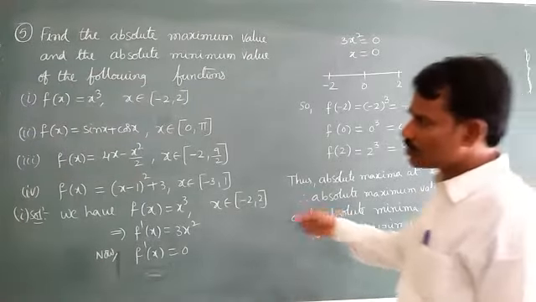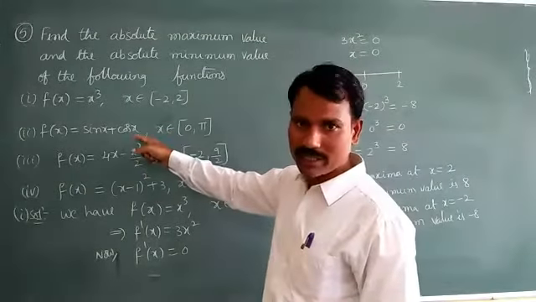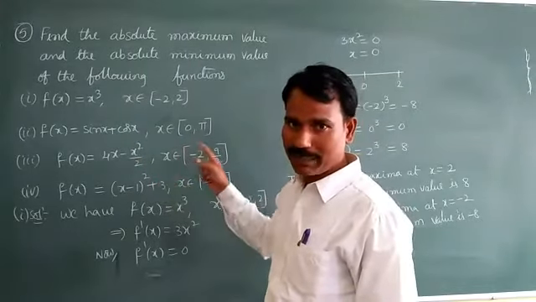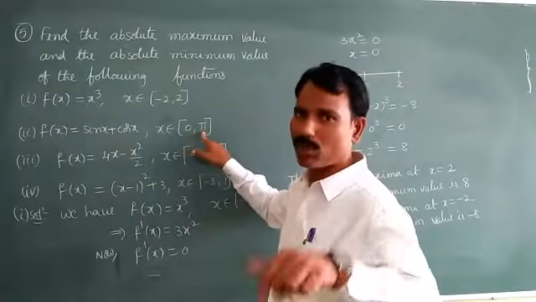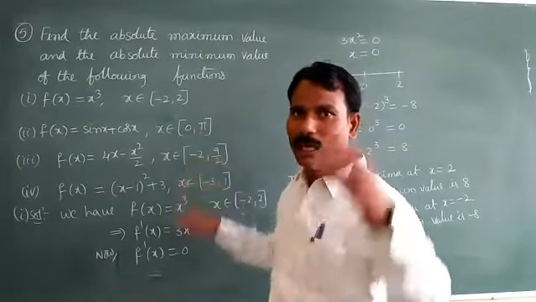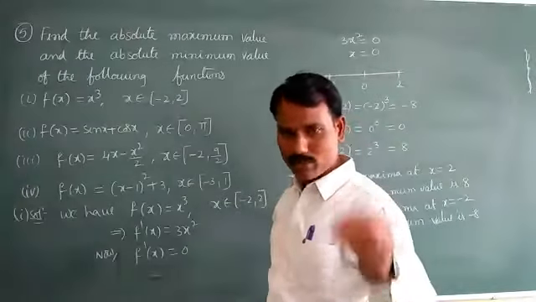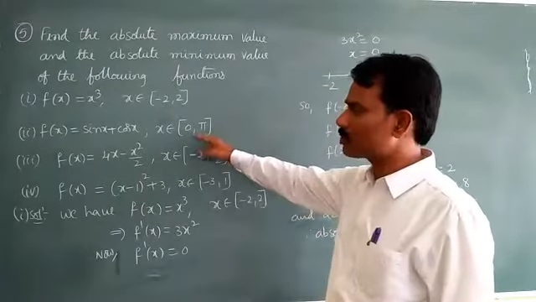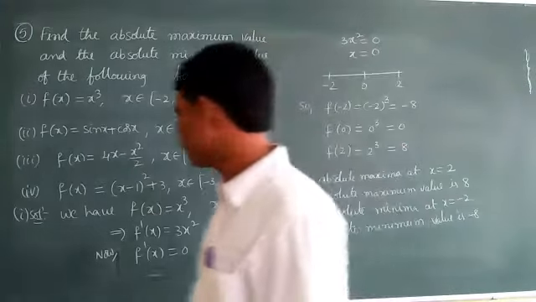Like this only, students, for the second one, third one, fourth one, what you have to do is go for the first derivative equal to 0 and we'll get the critical point. Take the critical points and calculate f of 0, f of a, and so on. Out of those values, the highest value is the absolute maximum, and the smallest value is the absolute minimum. So today I am going to give 3 problems to you as homework. Okay.